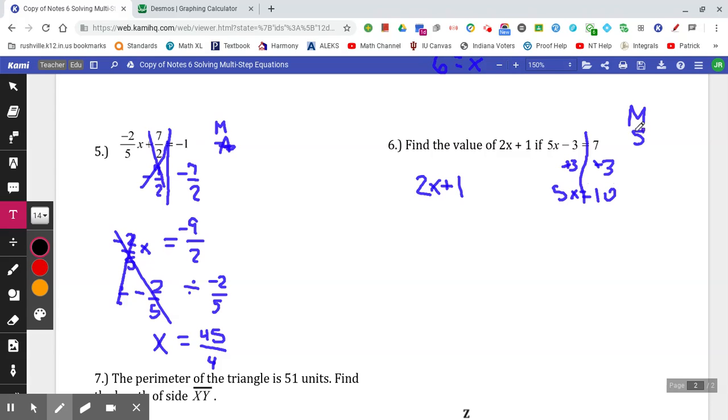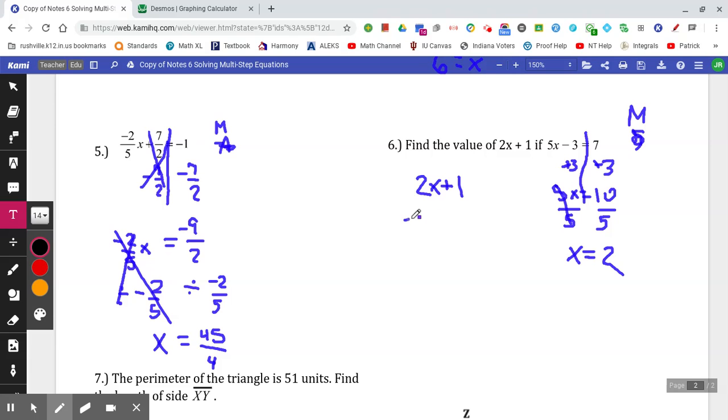And then to get rid of the multiplication, the opposite of multiply is divide. So we're going to divide both sides by 5. 5 divided by 5 cancels, leaving us with x equals 10 divided by 5, which gives us 2. Now we're not quite finished with that yet because we want to evaluate 2 times that answer plus 1. What is that?